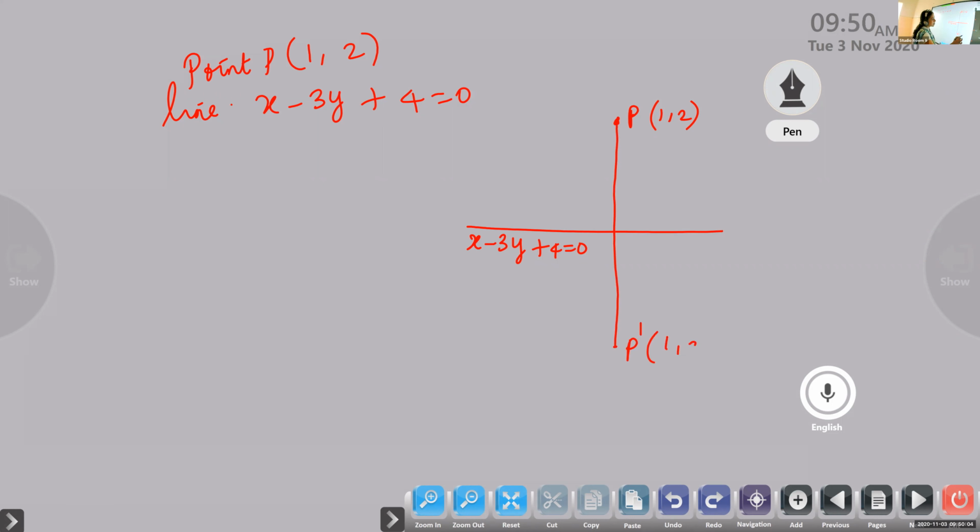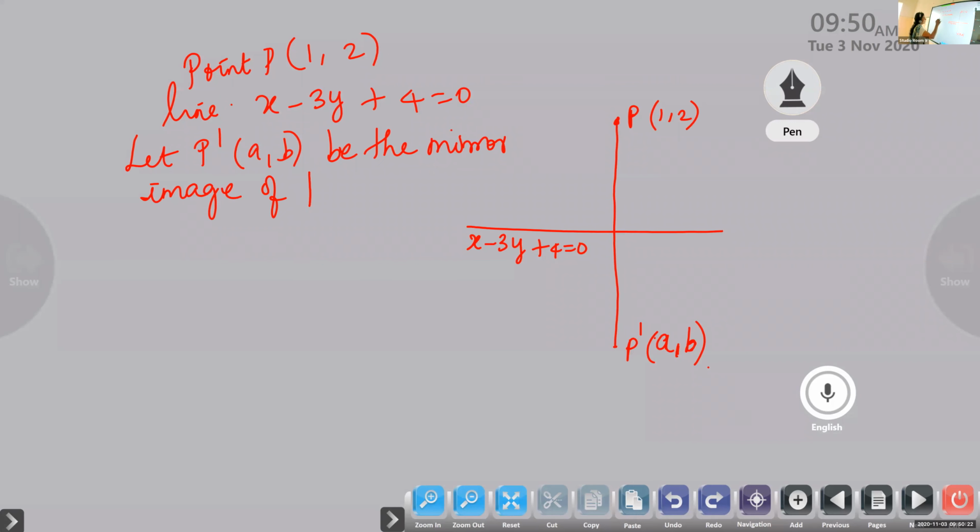We don't know the point, so let us take it as (a, b). Let P dash (a, b) be the mirror image of P. Now tell me, children, how will you find this? Our aim is to find P dash. The similar method you have learned, only you have to use.